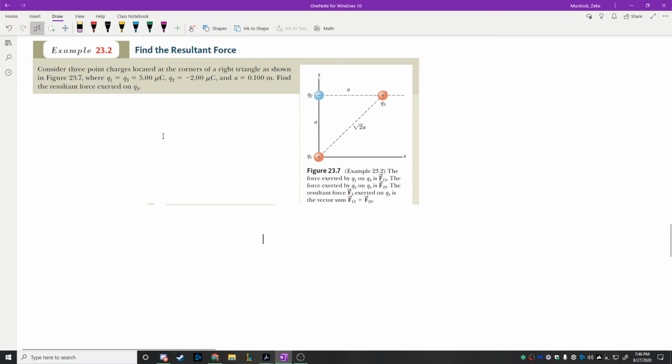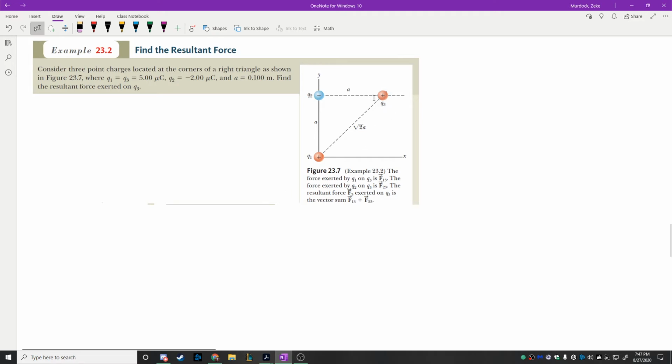So in this problem it says, consider 3 point charges that are located at the corners of a right triangle. I've got a positive charge here, positive here, a negative charge here. The values are given here. Q1 and Q3 are the same, they're both 5 microcoulombs. And then Q2 is -2 microcoulombs. And then the distance a, it's a right triangle that's isosceles, the same on both sides, is 0.1 meters. We want to find the resultant force exerted on Q3.